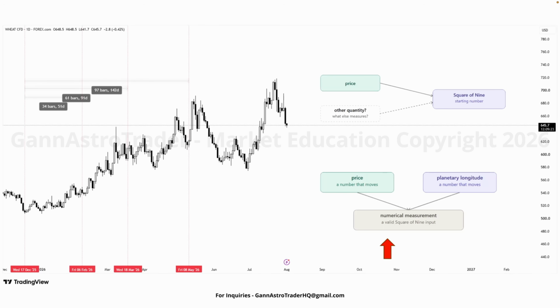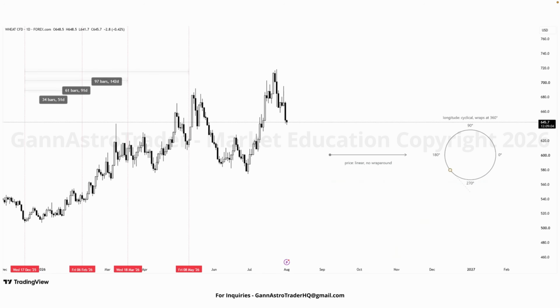Let's think about this for a moment. Every planet occupies a precise longitude at every instant in time. That longitude is nothing more than a numerical measurement, just like price. If we can transform price into a square of 9 starting number, could we apply a similar idea to planetary longitude? But there's one problem.